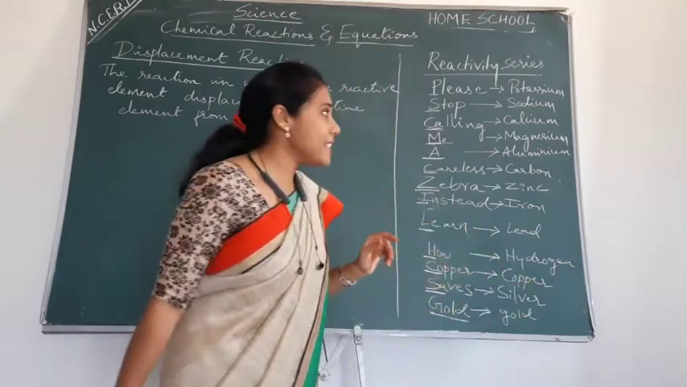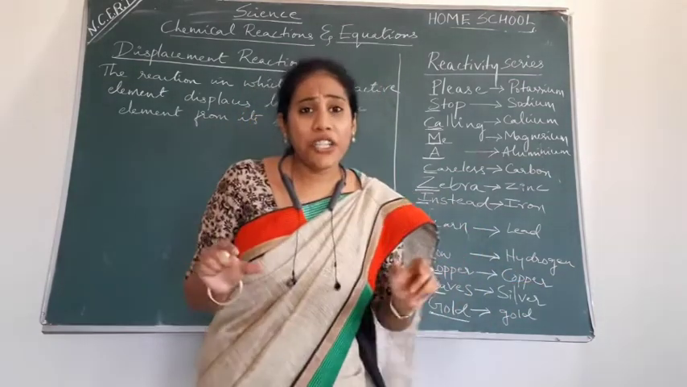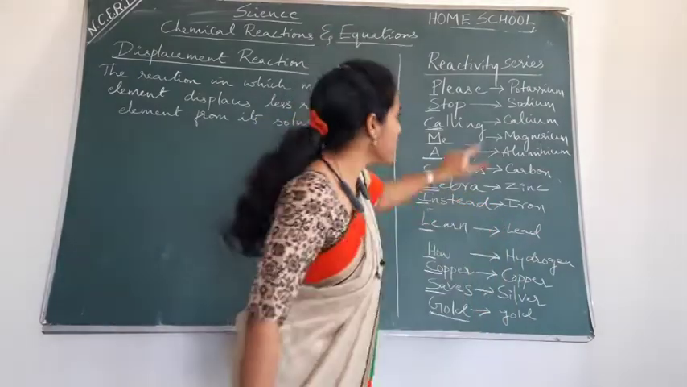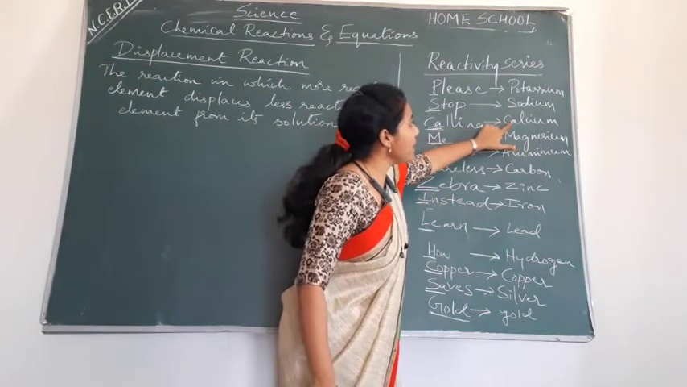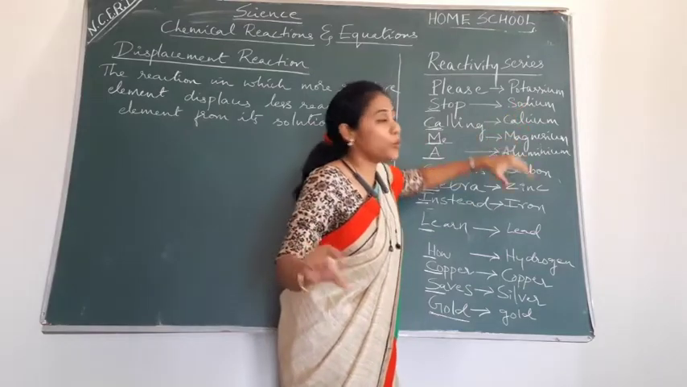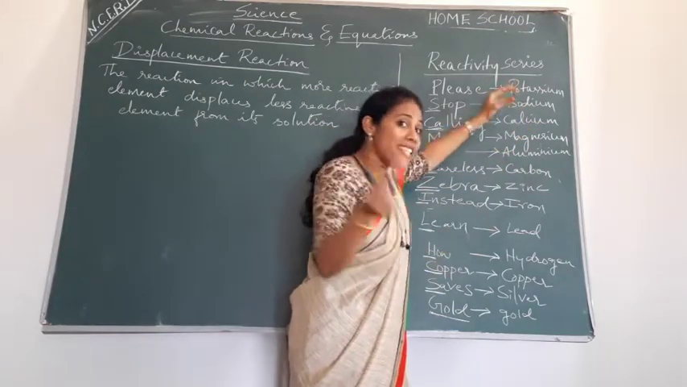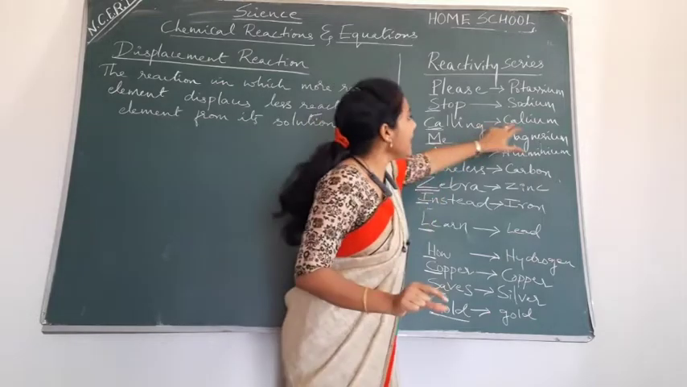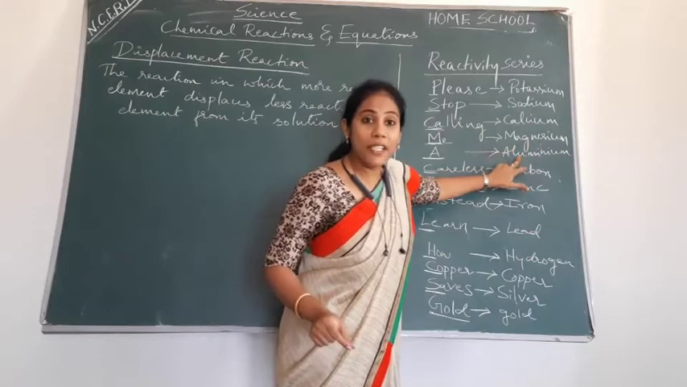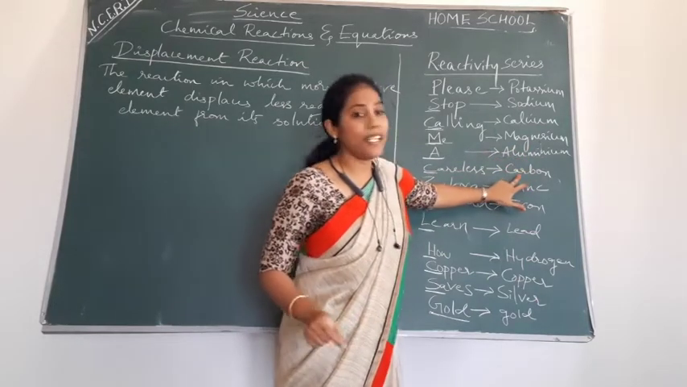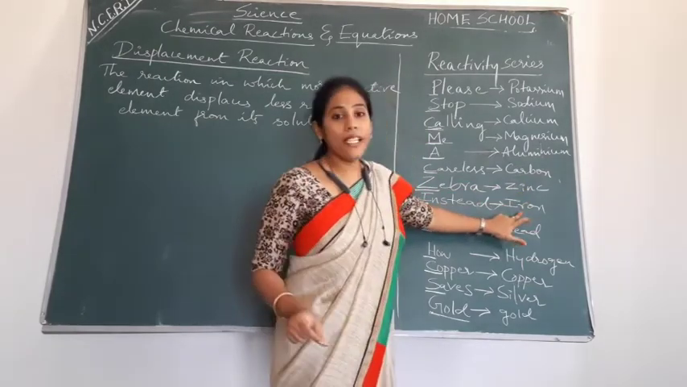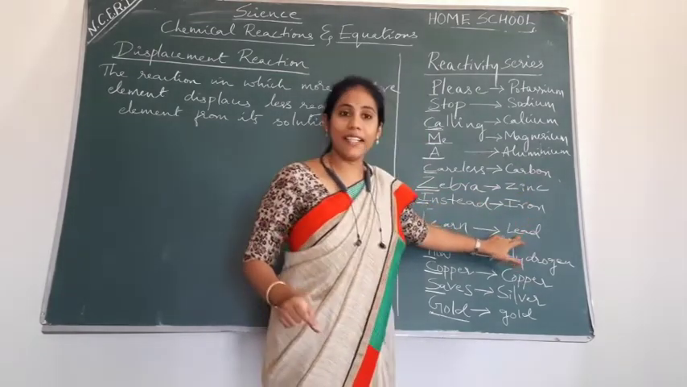If I ask you, is calcium more reactive or less reactive than sodium, what is your answer? Where is calcium coming? Calcium is coming below sodium, no? So that means sodium is more reactive. The one which is coming above is always more reactive. Calcium is more reactive than magnesium. Magnesium is more reactive than aluminium. Aluminium is more reactive than carbon. Carbon is more reactive than zinc. Zinc is more reactive than iron. Iron is more reactive than lead, like that.